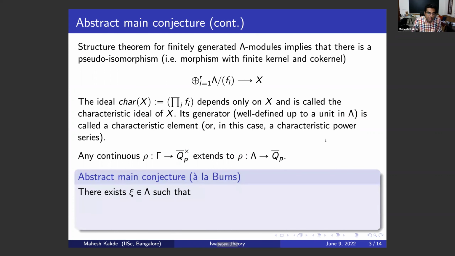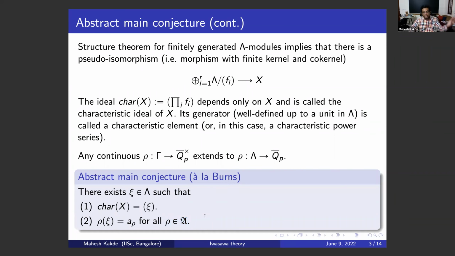All right, so what does the abstract main conjecture say? I learned this point of view from David Burns, and I'll attribute this way of thinking about main conjectures to Burns. It says that there exists an element psi in Lambda which satisfies two things. On the one hand, it generates the characteristic ideal of X. And on the other hand, it interpolates all these L-values for all the rho in this set A.